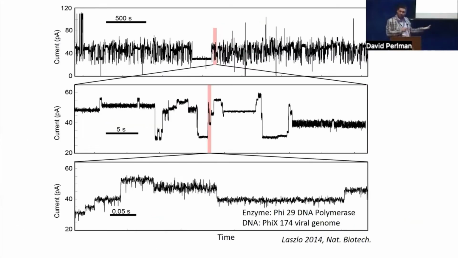But that's idealized, fanciful data. This is what the data actually looks like. This is actually a full read of the Phi-X174 viral genome, which is the shortest known genome, at least at the time that this was collected.